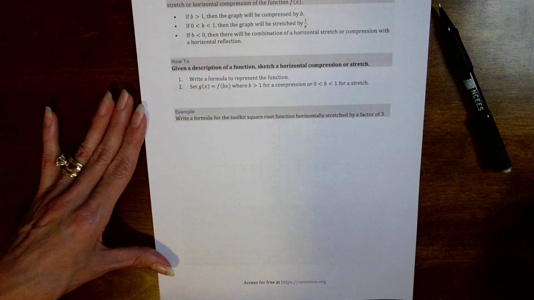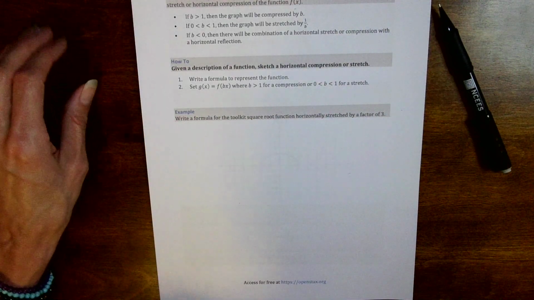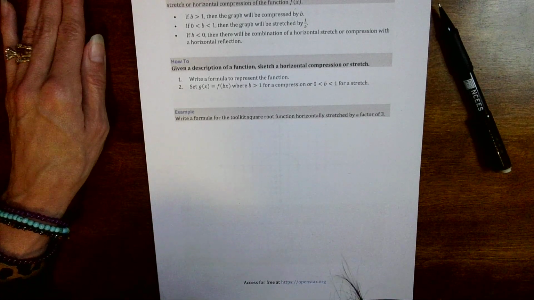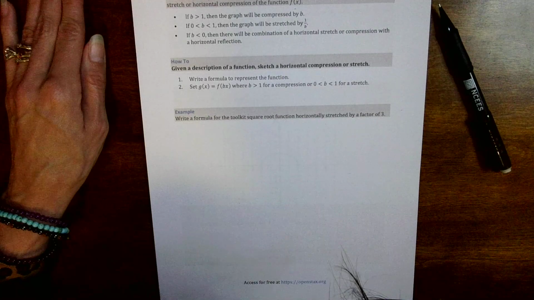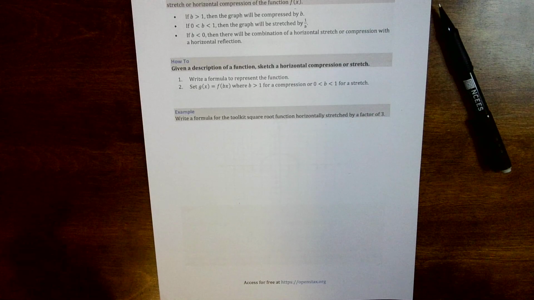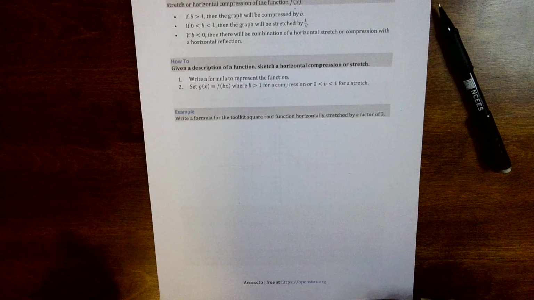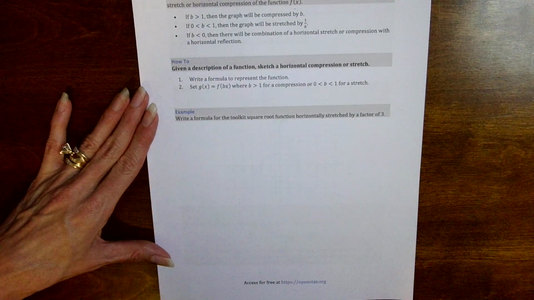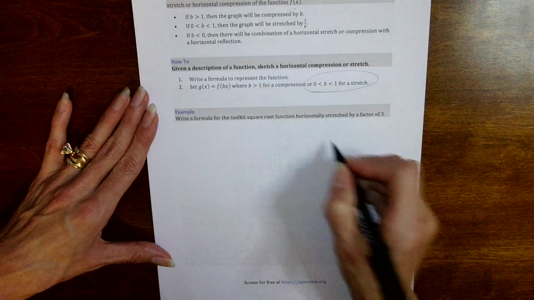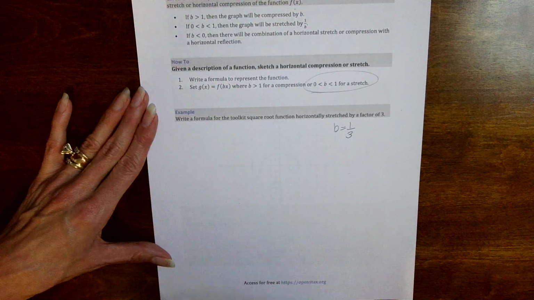All right. So how to, given a description of a function, sketch the horizontal compression or stretch. You're going to write a formula to represent the function, set g of x equals f of b of x, where b is greater than 1 for compression and between 0 and 1 for a stretch. So this is write a formula for the toolkit square root function horizontally stretched by a factor of 3. So if it's stretched, it's going to be a fraction or a decimal. In this case, it's going to be by a factor of 3, so it would be 1 over 3.